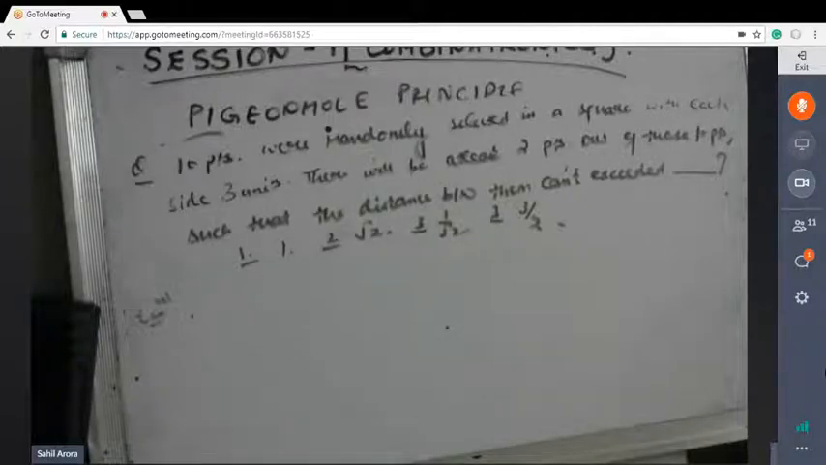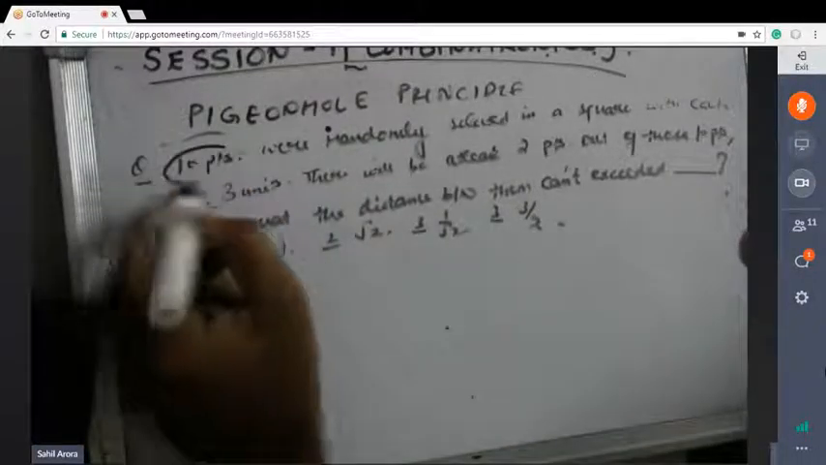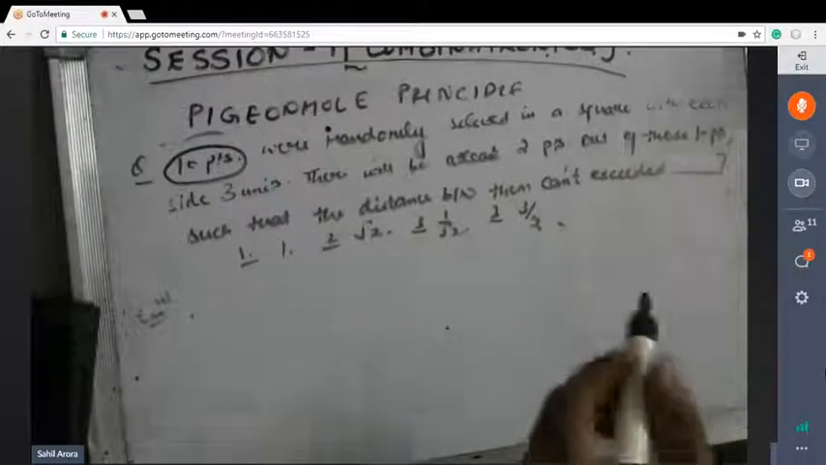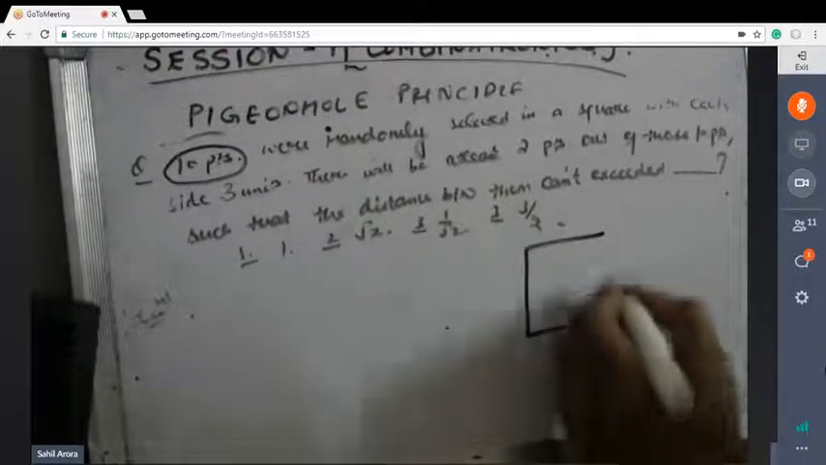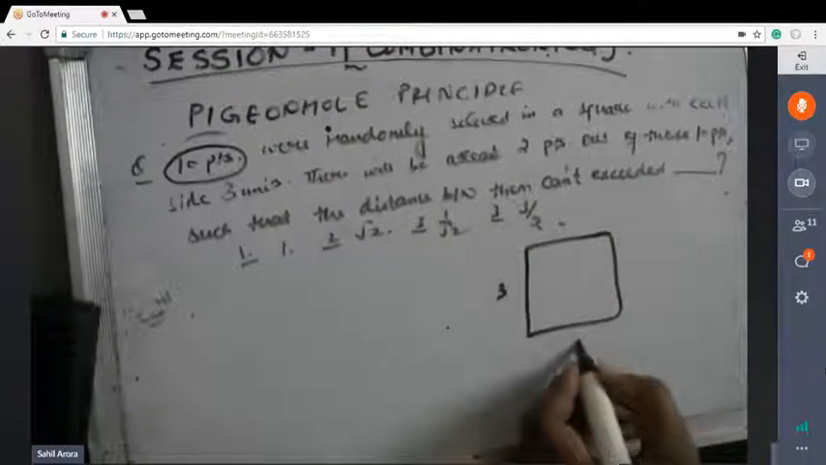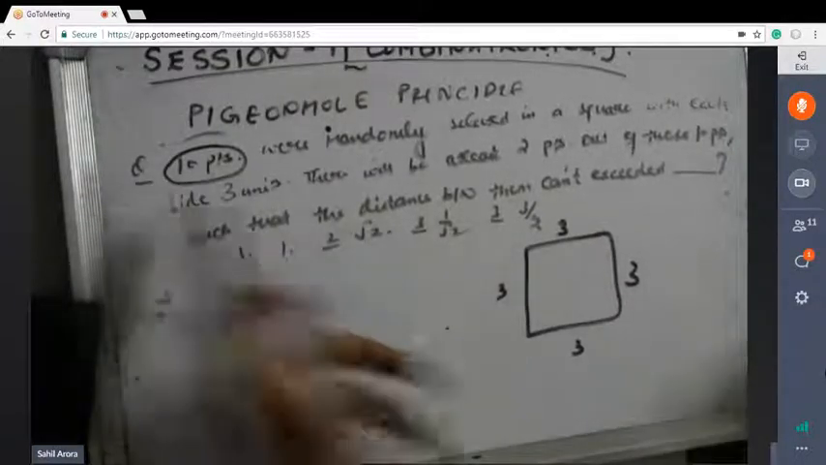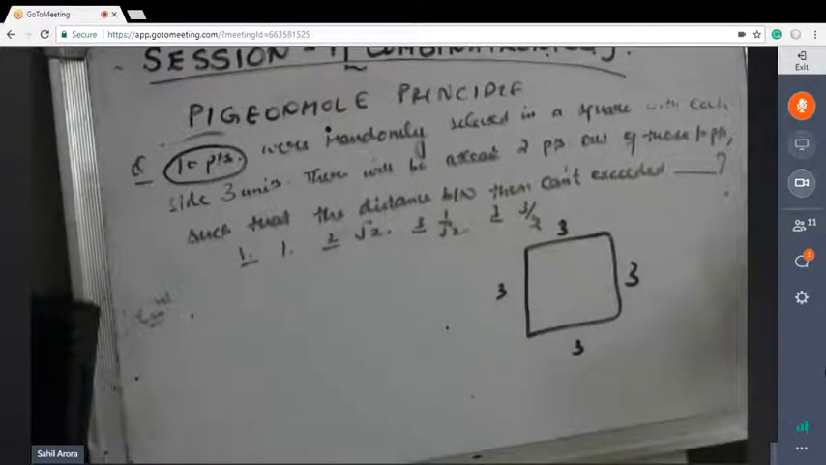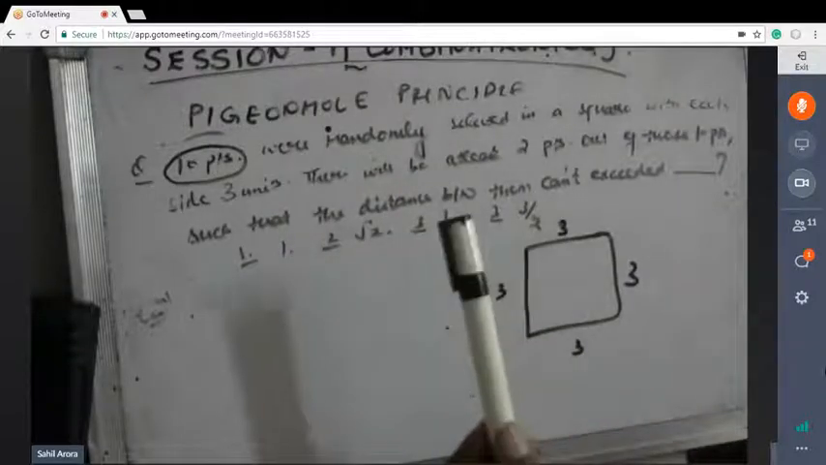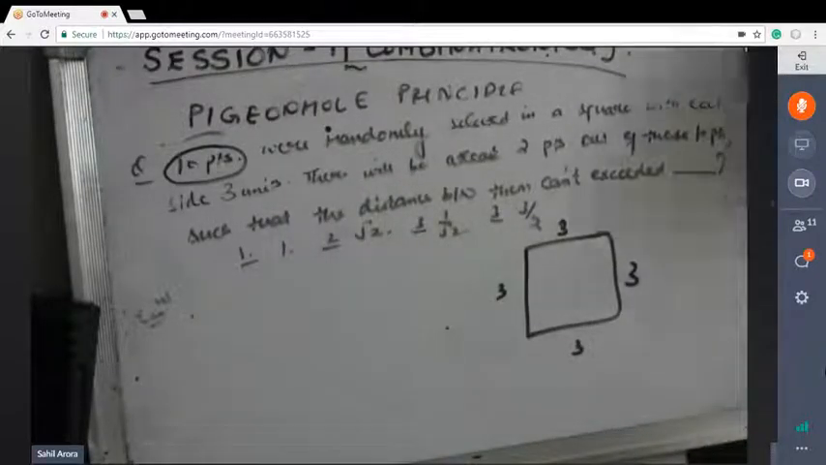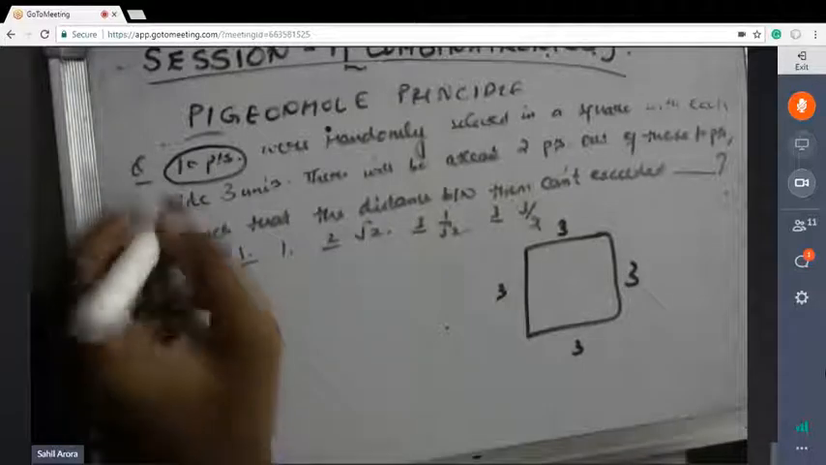Okay, let's start. The first thing is again the same points. We have 10 points that we need to pick from a square. Let's say the square is like this, with each side 3, 3, 3. I need to pick 10 points from this in such a way that the distance between those two points cannot exceed what?